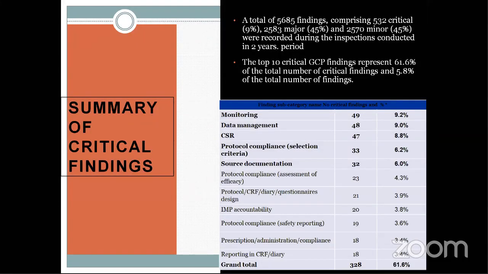This is a summary of the critical findings. I'm not getting into the details of that, but it's mostly monitoring, data management, CSR related, and protocol compliance, especially the selection criteria and the source documentation. When I keep saying source documentation, it is the actual data. It is not the report or the data analysis. The report from data analysis gives us an overview of what has happened, but FDA goes through the source documentation and makes sure that the data is what we are reporting. That's one of the reasons they audit the data.